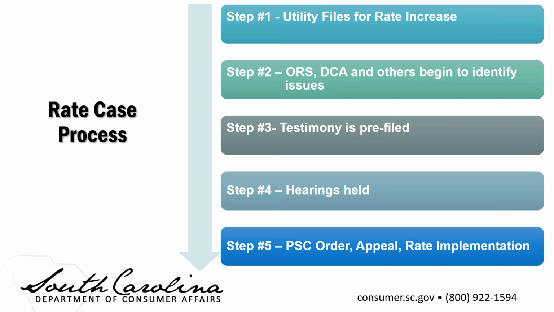There's a chance for any parties to appeal. Whether the utility company doesn't like the decision, they can appeal, or if another intervener doesn't like the decision, they can appeal it. And then finally, after all that's done, new rates will be implemented.